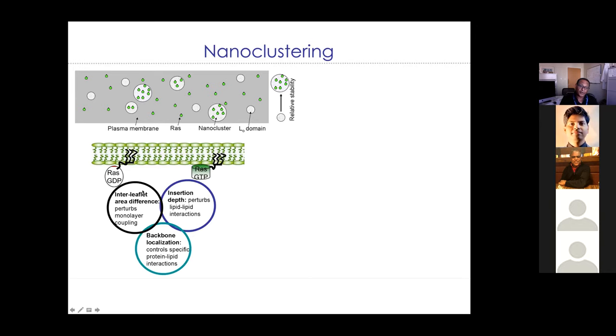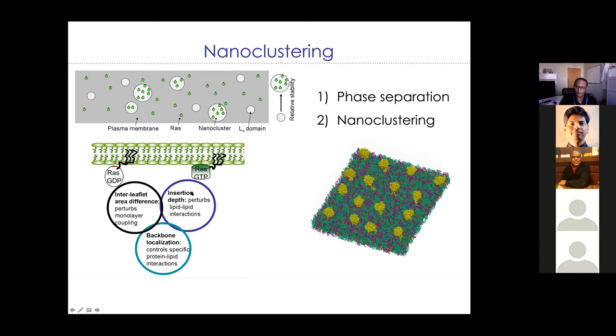The hypothesis was that RAS inserting into one side of the membrane would lead to interleaflet area differences. That would perturb monolayer coupling, and those kinds of effects would usually lead to curvature and subsequently domain formation. Variations in insertion depths of the different proteins would also affect membrane structure and localization. So we wanted to couple this phase separation of lipids with nanoclustering of peptides, and to see if the relative stability of the small nano-sized lipid domains would be stabilized, or destabilized for that matter, by RAS proteins.